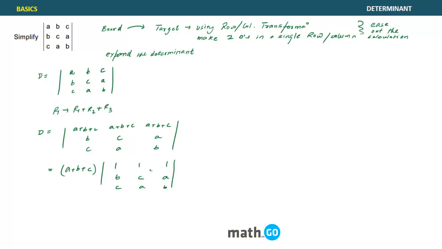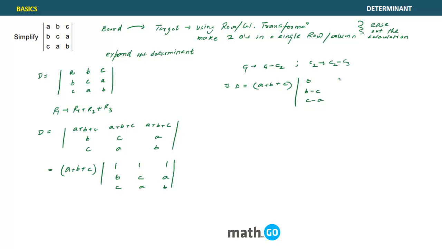Now the target is to have two zeros. So how can we have two zeros here? Not a problem. Then I will use, let's say, column 1 goes to column 1 minus column 2. Again, not a problem. Then what will be the value of D? You have already got A plus B plus C outside. Now what you will get: 0, B minus C, C minus A. And at the same time, the next transformation that I am going to apply is C2 goes to C2 minus C3.